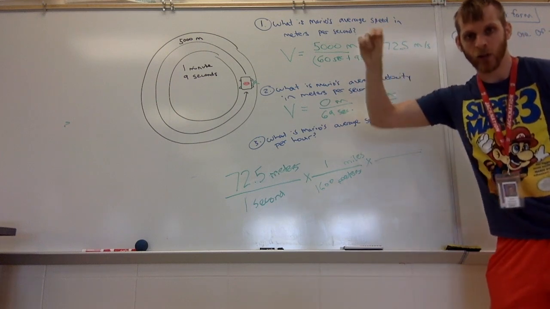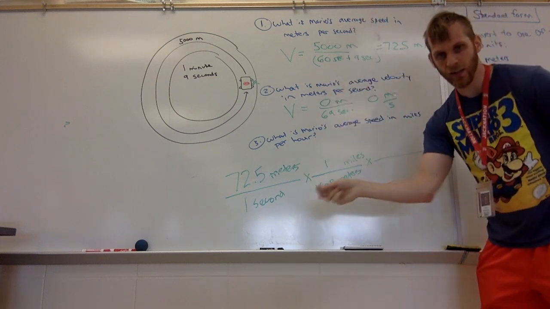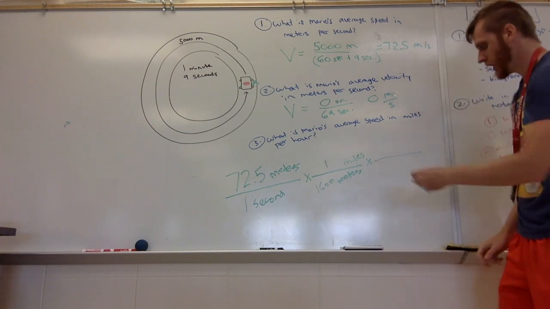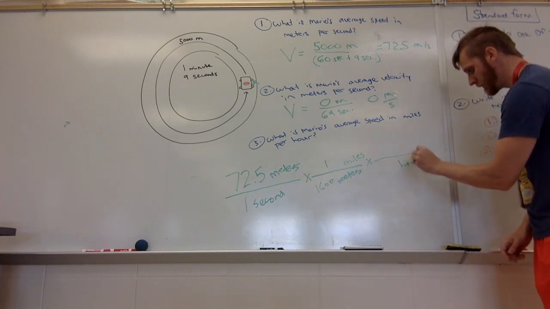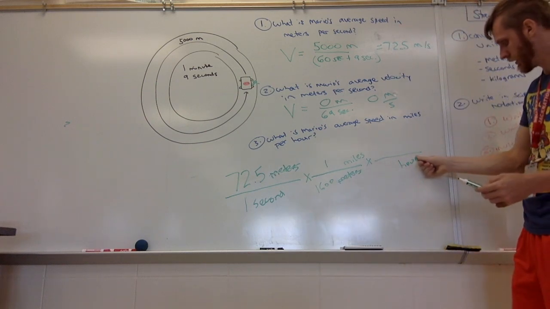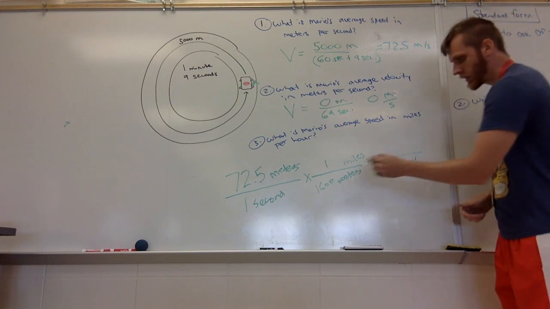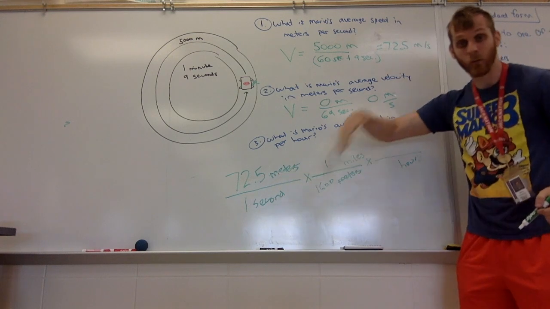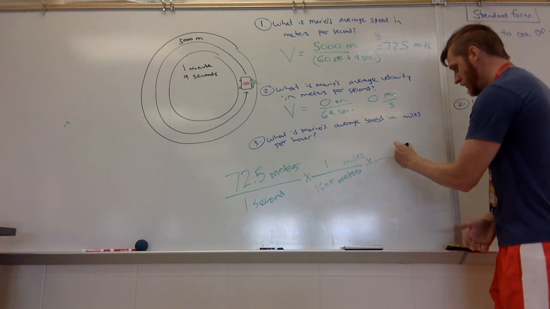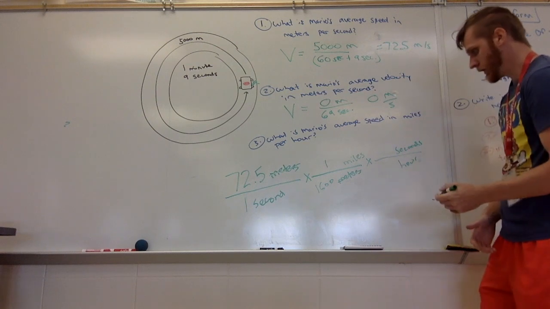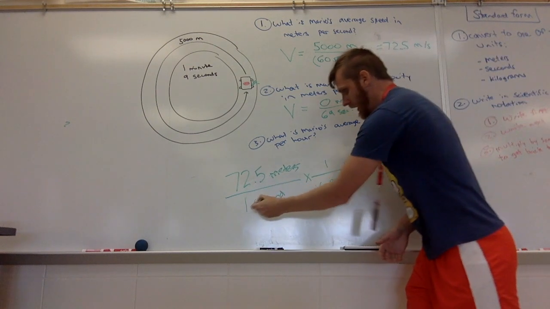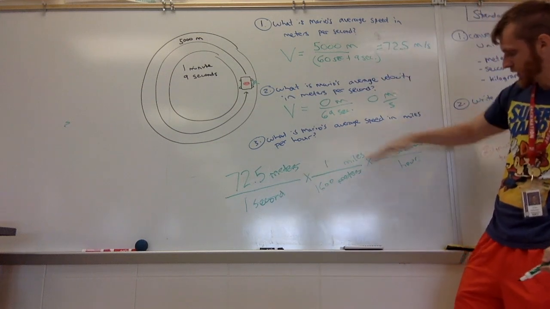When it says miles per hour or meters per second, the thing that you say second is on the bottom. So I want hours on the bottom. Let's write hour. And I want seconds to go away. Since it's on the bottom, I have to get rid of it, so it goes on top. Seconds goes on top, and seconds will cancel out. So then everything is canceled out except for miles per hour.